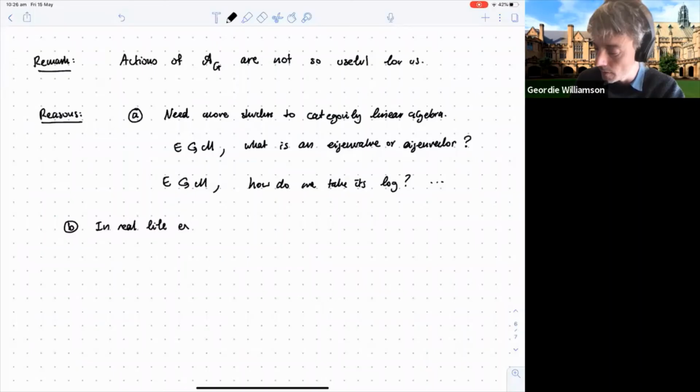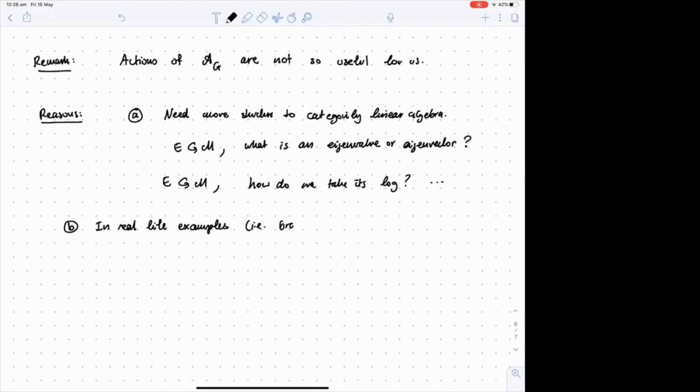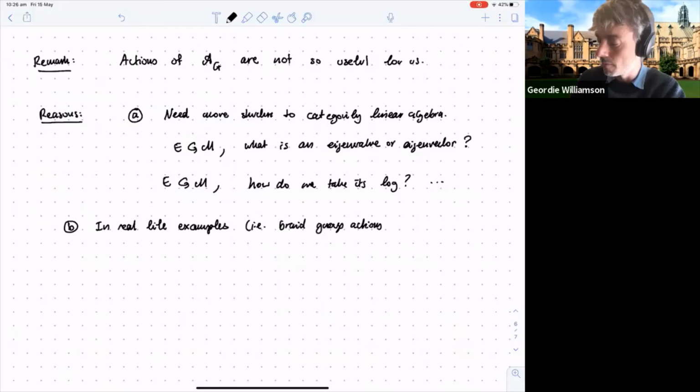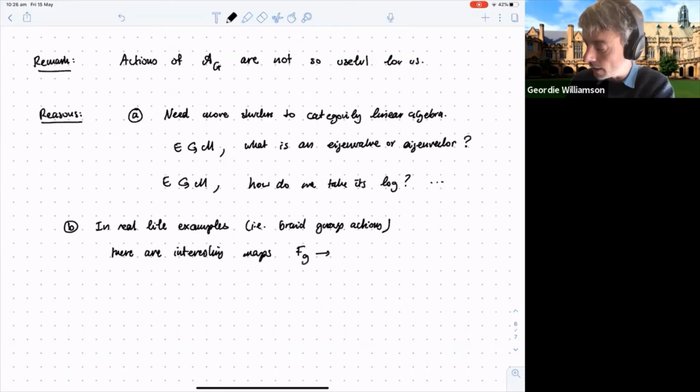And the second reason is that in real life examples, hybrid group actions, there are interesting maps from FG to FH. So I suspect that, for example, there's a very rich theory about actions of braid groups on categories, but you need to impose extra structure in the form of non-invertible morphisms between different group elements, so that we get something that has more structure than just this bare object AG that we considered before.